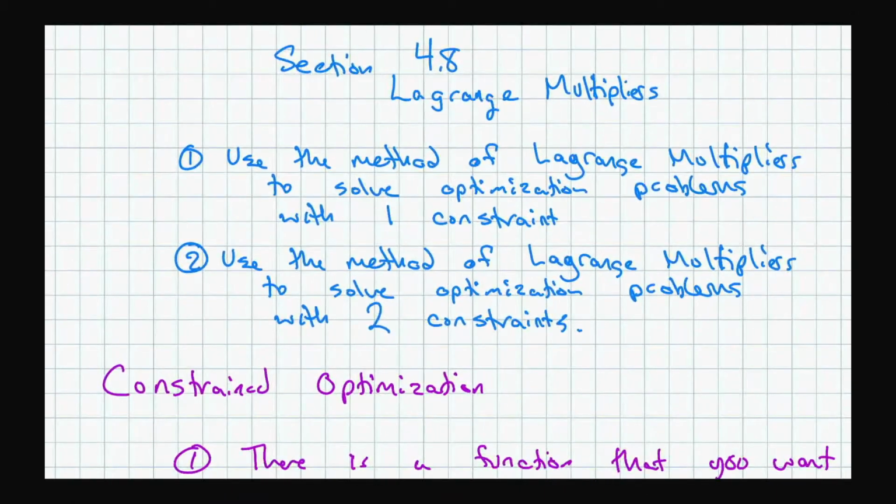So, what we're going to learn in this section is how to use the method of Lagrange multipliers to solve optimization problems with one constraint. So we're going to learn what a constraint is. The other thing we're going to do is we're going to use the method of Lagrange multipliers to solve optimization problems with two constraints. So really, that's just going to be the same thing. So there's not actually a lot to learn in this section.